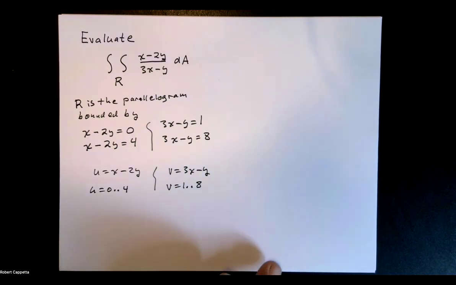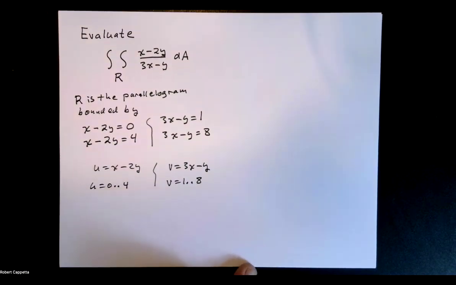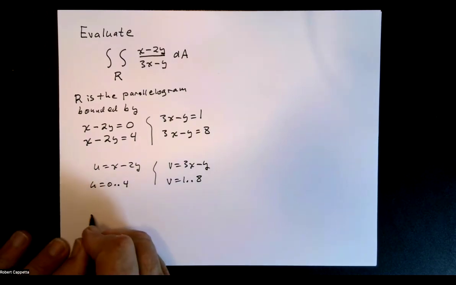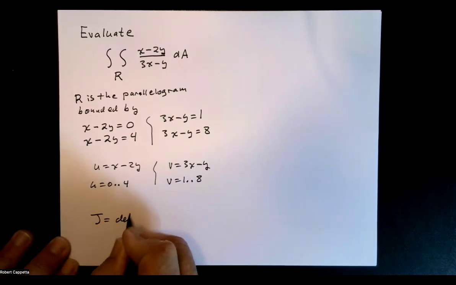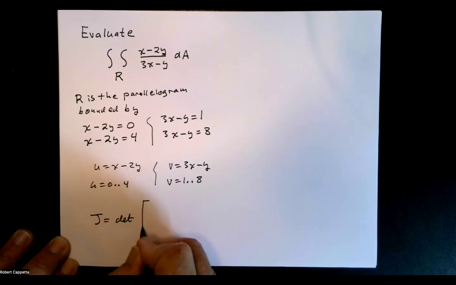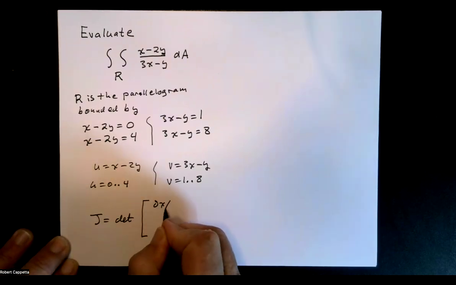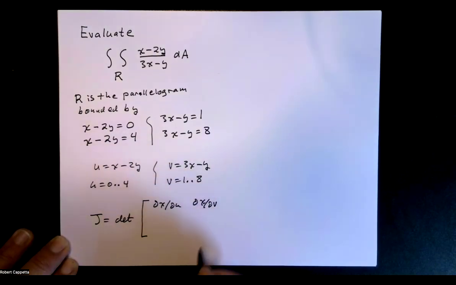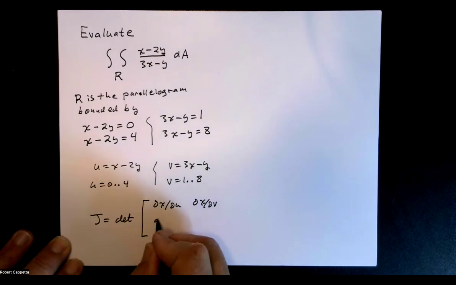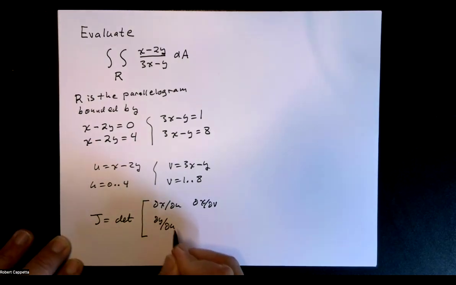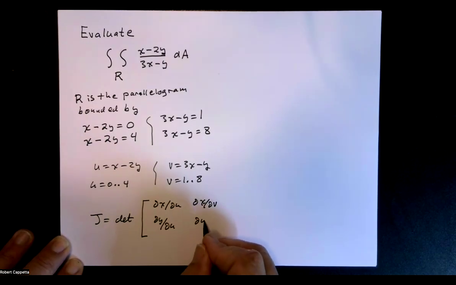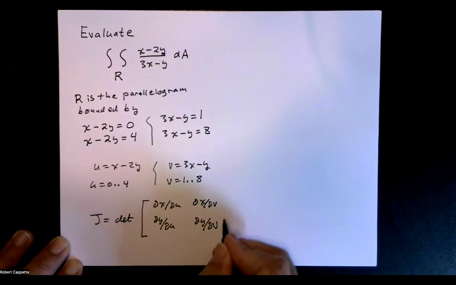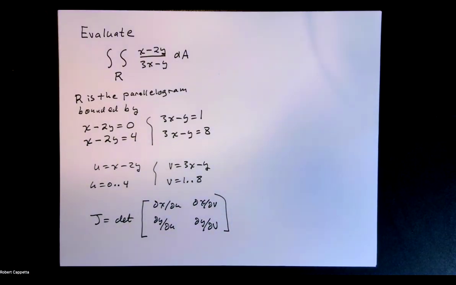Now, do we recall what the Jacobian was? It was built out of partial derivatives. And the Jacobian was the determinant of what? The partial of x with respect to u in this slot, partial of x with respect to v here, partial of y with respect to u, partial of y with respect to v. So this is the information that I need, but I'm going to need to do a little bit of algebra before I can get there.